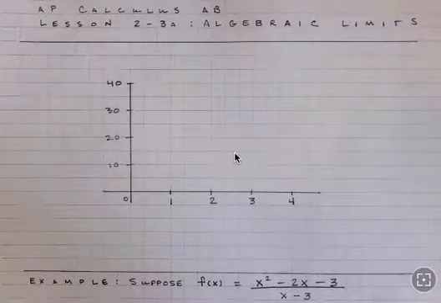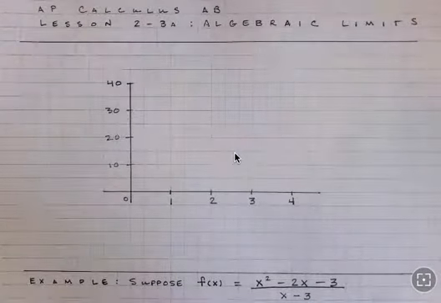Imagine that we have a curve, and it's moving along on this side of 2, and it's moving along on this side of 2, but that at 2, suddenly there's a point discontinuity, like so.